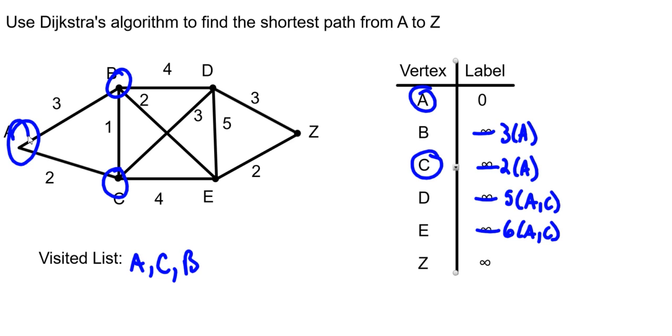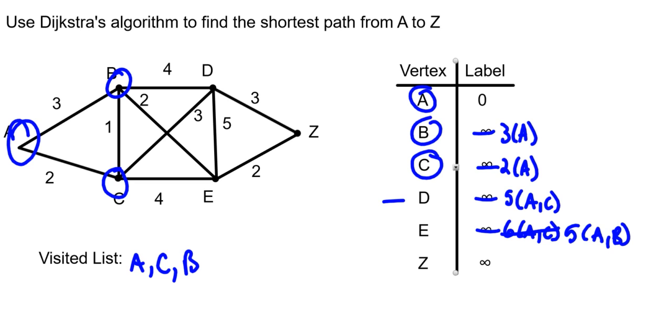From B we can reach D at a cost of 7, right? But 5 is better than 7, so we're going to leave it at 5. From B we can also reach E at a cost of 5, and 5 is better than 6, so it turns out that it's cheaper to get to E going through A and B than it is going through A and C. Okay. Sorry, we visited B over here, so we should circle that as well.